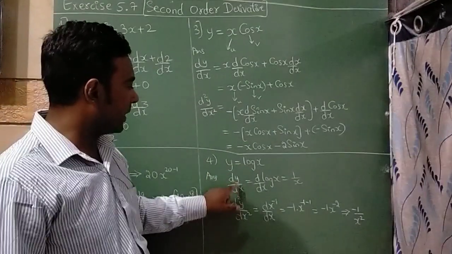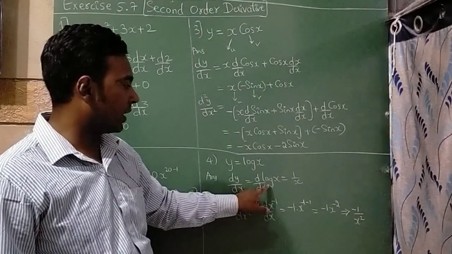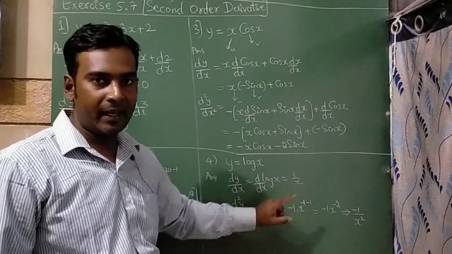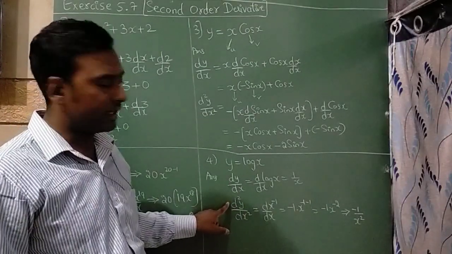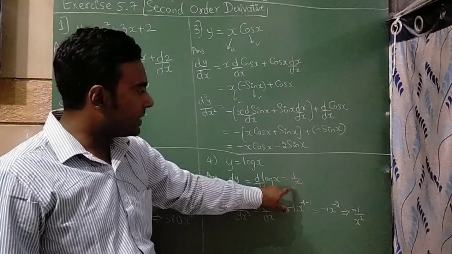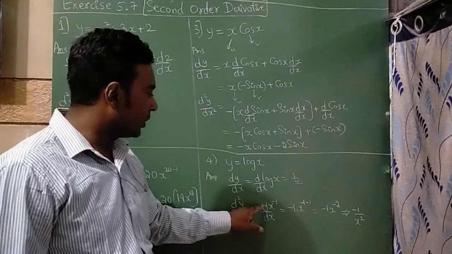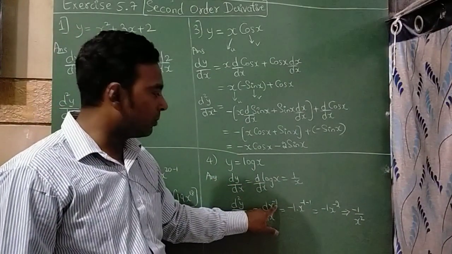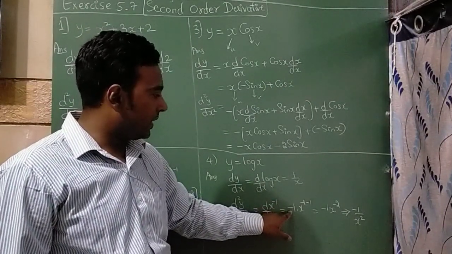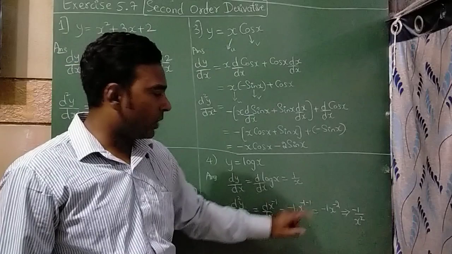So d by dx of y is equal to d by dx of log x. Now d by dx of log x is, according to the formula, it is 1 by x. Now again we need to differentiate this. So d square upon dx square y is equal to, when this x goes to the numerator, it will become d by dx of x raised to minus 1. Now according to the formula, it is minus 1 x raised to minus 1 minus 1.